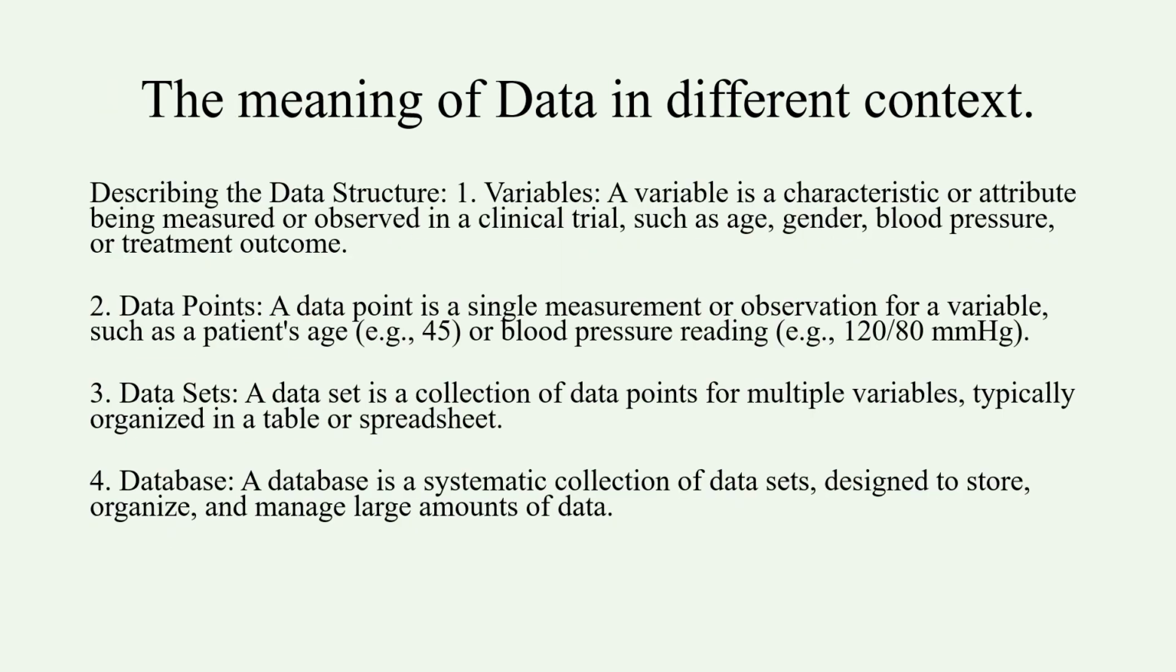Other ways that the word is used is when we are describing the data structure. So a variable is a characteristic or an attribute which is being measured or observed in a clinical trial, such as age, gender, blood pressure, or treatment outcome. By data point, we mean a single measurement or observation for a variable such as a patient's age, i.e. 45 years, or blood pressure reading. By data sets, we mean a set or a collection of data points for multiple variables, typically organized in a table or a spreadsheet.